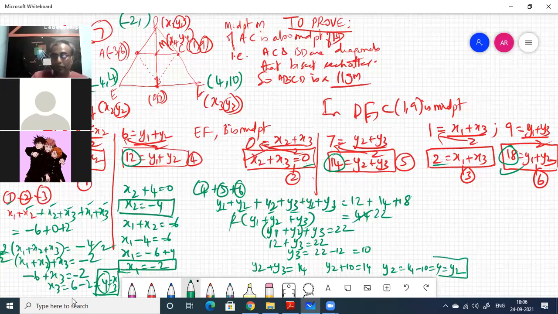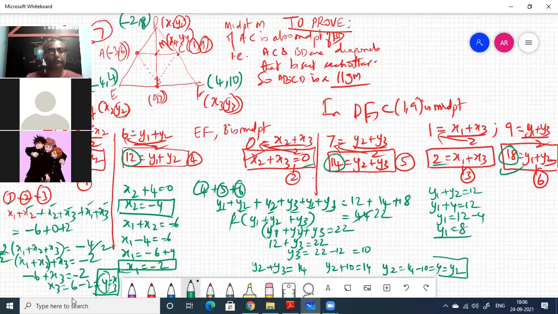Now what you have to find out? Only y1. Now y1 plus y2 is equal to 12. y2 is 4, so y1 plus 4 is equal to 12. y1 is equal to 12 minus 4, y1 is equal to 8. So this place is equal to 8. Yes, (minus 2, 8). Now you have got all the points.